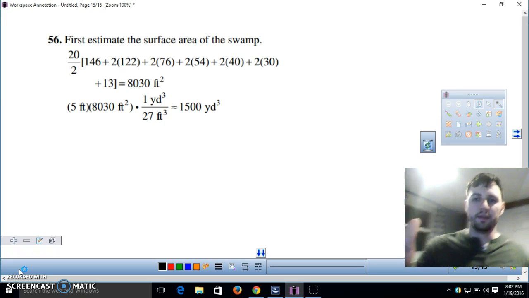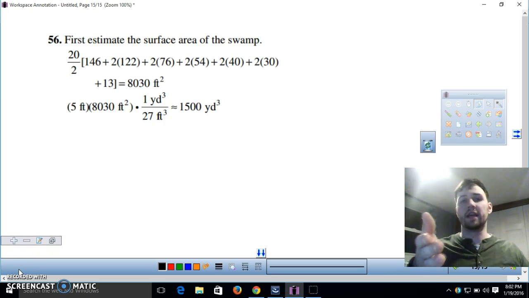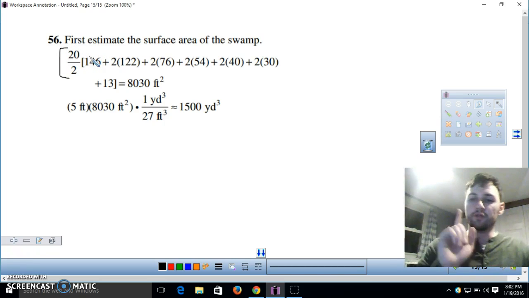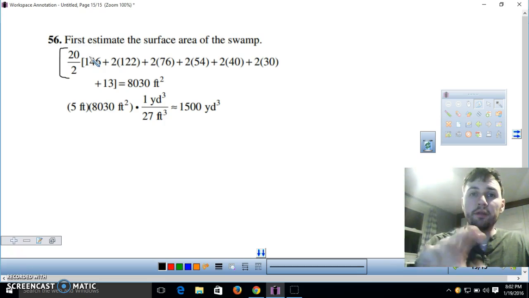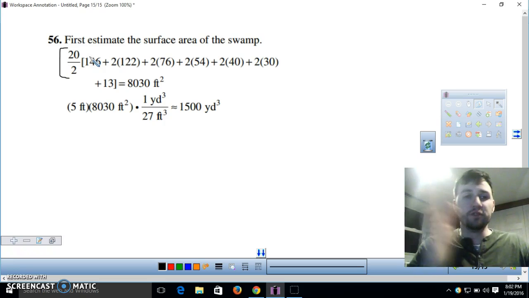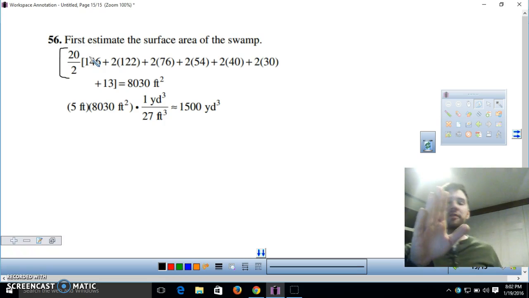Alright? So this next one, go all the way to the end, 56. This is one though I think you guys are fairly confident on. We're using our trapezoid rule, right? So trapezoid rule says height over 2, and there's 20 feet between each measurement, right? So that's how we get 20 over 2. And then remember, the first and last measurement we only use once. And all the ones in the middle we use twice. So that's where we get 146 plus 2 times 112 plus 2. You guys can look at that and see it. You should have gotten 8,030 feet squared.